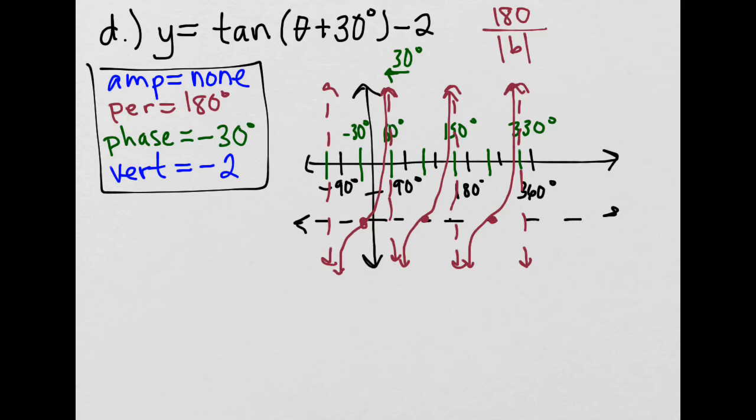So for the tangent graph, remember that the period you get by doing 180 divided by b, because they repeat the cycle every 180 degrees, usually, unless b is some other number. So on tangent graphs we have three important points. The point where it goes through the midline and then the two asymptotes on either side of those.